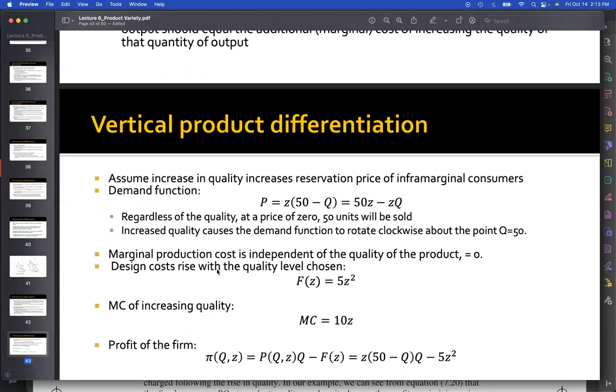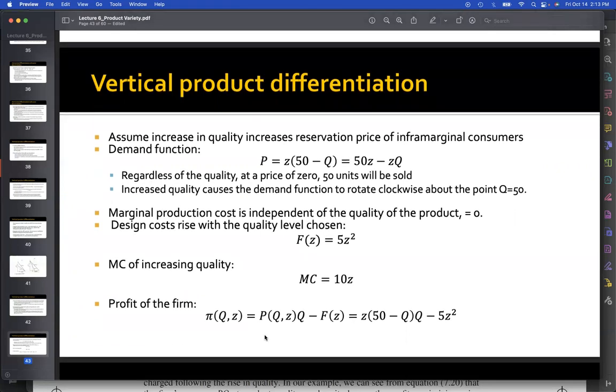Now, there are costs to quality. So this is like the cost of setting quality, which is quadratic in Z. The marginal cost of increasing quality, if you take the derivative of this, is just 10Z. The profit of the firm is the following, which is the price, based off this demand curve, times Q minus F(Z), which is the following. So note that it's a function both of Z and Q.